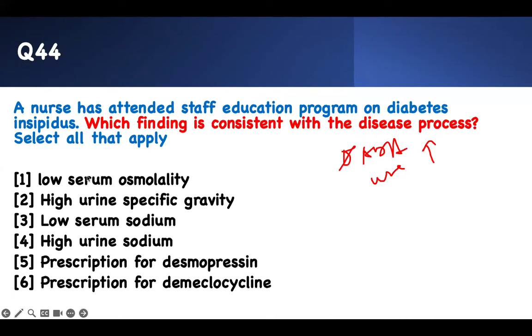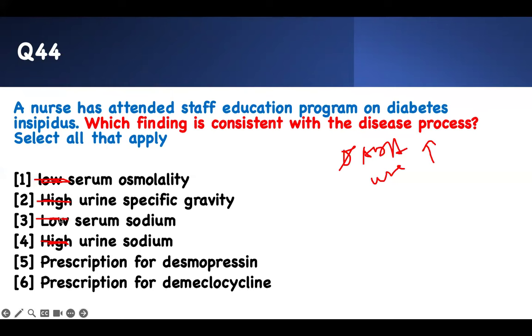because your urine output is high and it's made up of just water, your urine specific gravity is supposed to be low. If your specific gravity is low, sodium in the urine is going to be low. Since you're losing water, your serum osmolarity is going to be high, not low. And since serum osmolarity will be high, serum sodium will also be high.